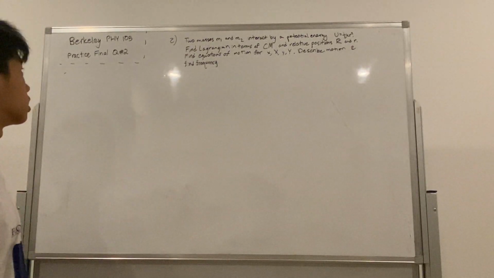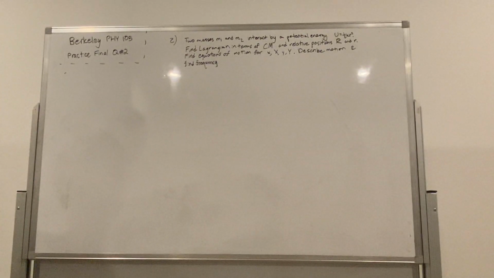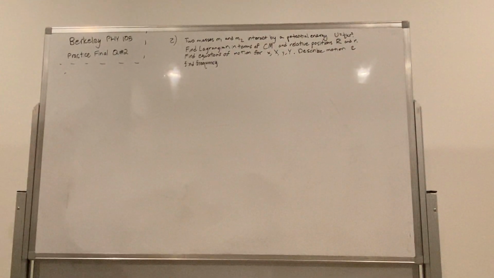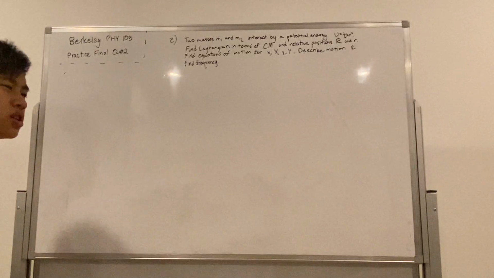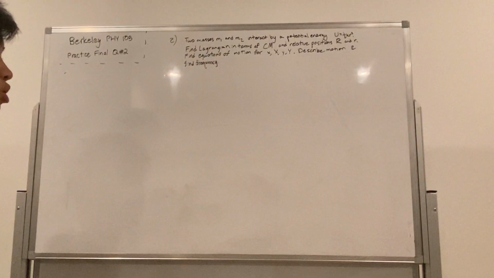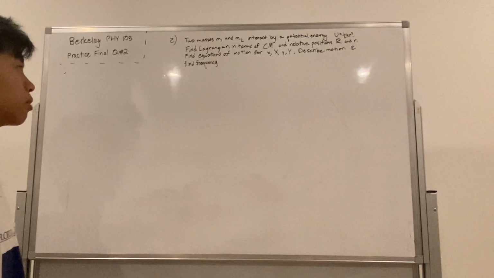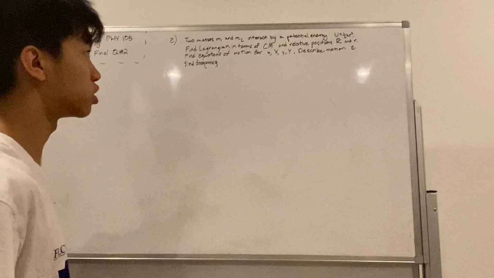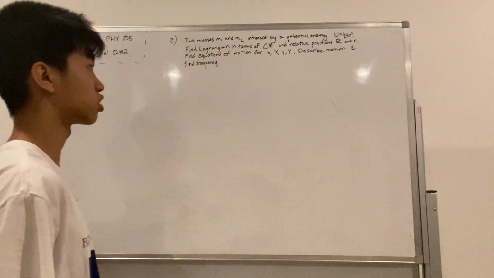Hello YouTube. Today I'm going to be covering the second question to the practice final exam for classical mechanics that I showed you guys the first problem for maybe a week ago. I can't remember, a week or 2 weeks ago. So the second problem is this. Two masses M1 and M2 interact by potential energy U equals 1/2 kr squared.